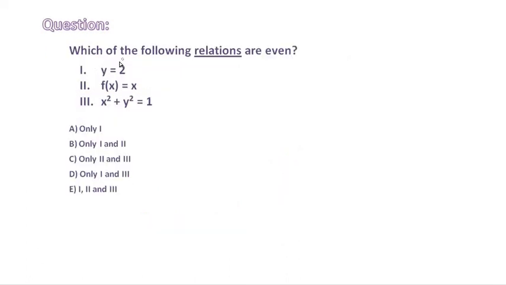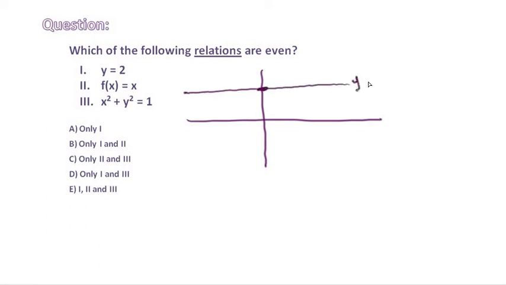This is another important question. Which of the following relations are even? So this is applicable also for relations in general, not just for functions. Y equals 2 is a constant function. It's a line at y equals 2. This is y equals 2. It's symmetric about the y-axis, and always when you substitute a positive or a negative number, you get 2. So we can say that this is even. But for such questions, you need to check all the answers because there could be more than one correct answer.